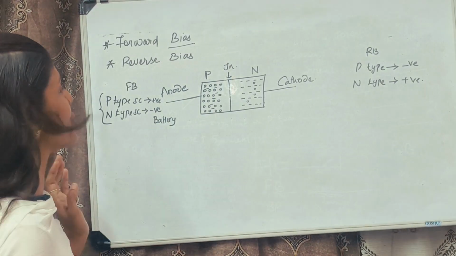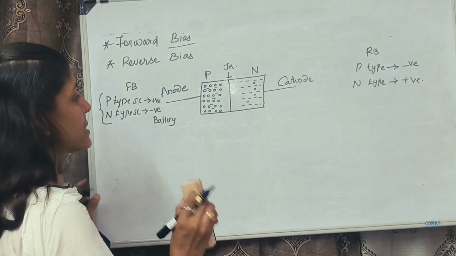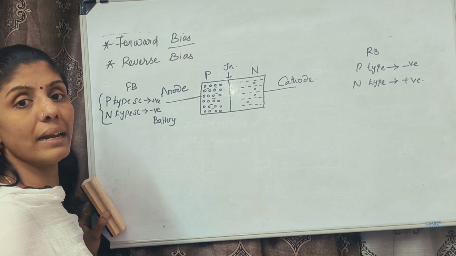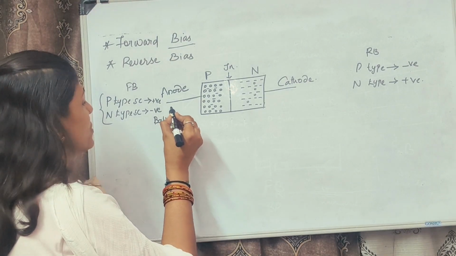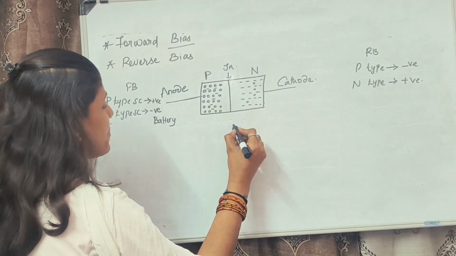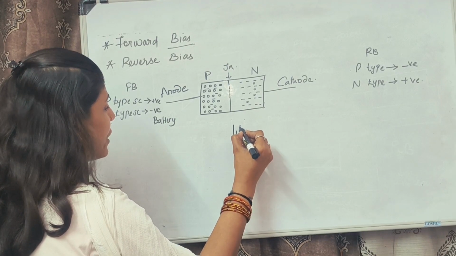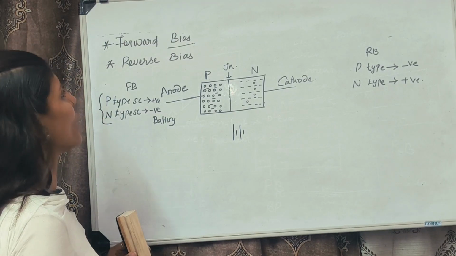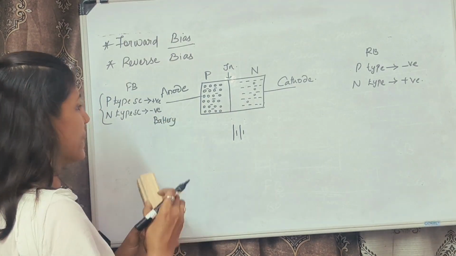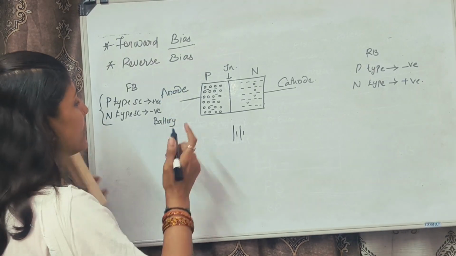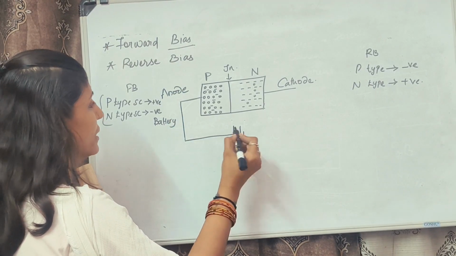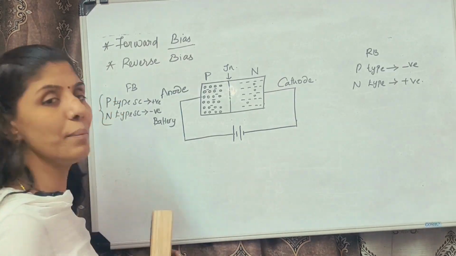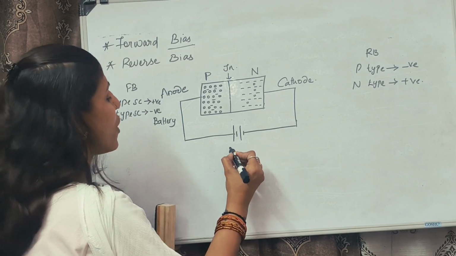So first I am going to consider a forward bias. This is your unbiased condition, so the PN junction is unbiased. Now see, this is the positive terminal of the battery and this is the negative terminal of the battery. So what is a forward bias? The P-type semiconductor gets connected with the positive terminal of the battery and the N-type semiconductor gets connected with the negative terminal of the battery. This is termed a forward bias.